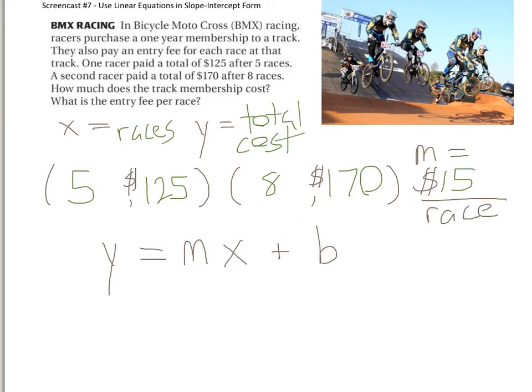All right, now having just answered the second question, what is the entry fee for a race? We just saw it's $15 per race. Remember, that's representing our slope, m. How much does the track membership cost? Now we can answer that. We know that it is $15 per race.